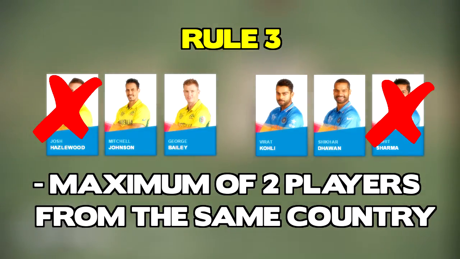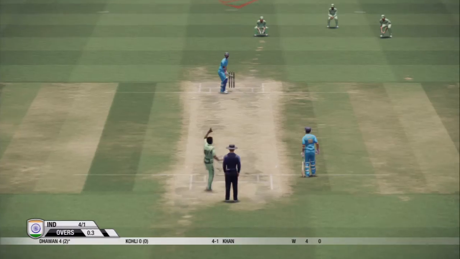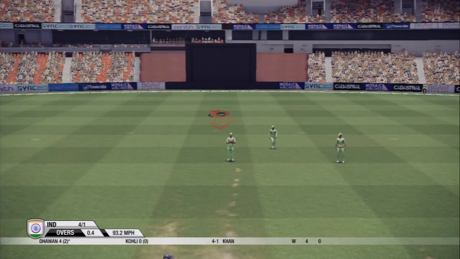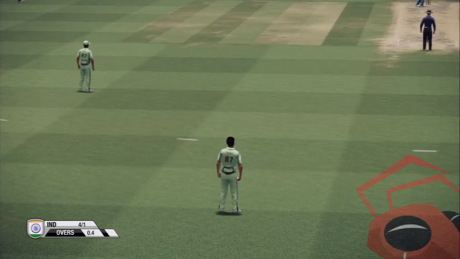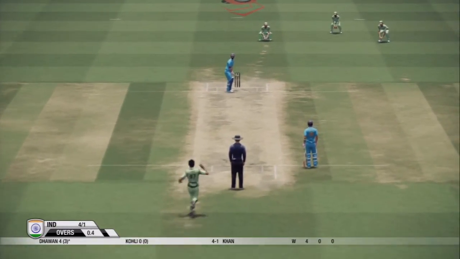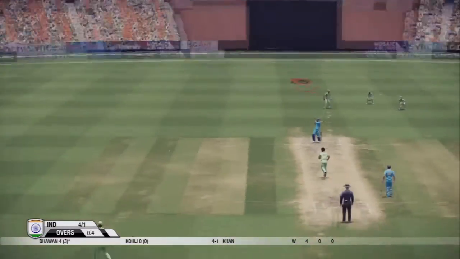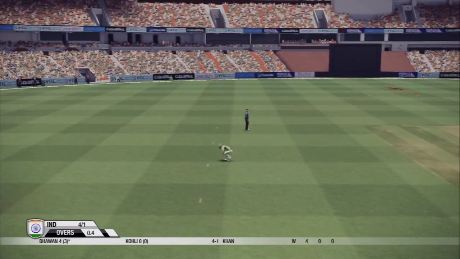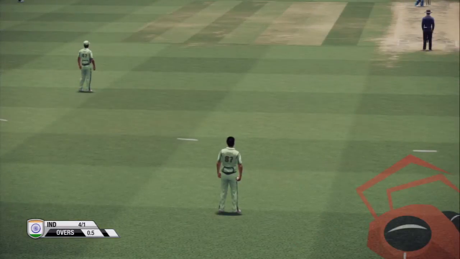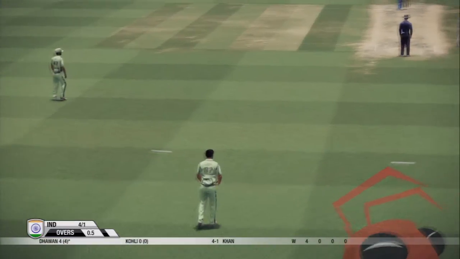Rule number 3. You cannot have more than 2 players from the same nationality in your team. This is a really important rule, so pay attention. One thing I was really aiming for in this tournament is that the teams will all be unique and diverse, meaning that there are different players from each nationality in one team. So for example, you can't have 3 Australians or 3 Indian players in your team. You can only have 2, which is the maximum.